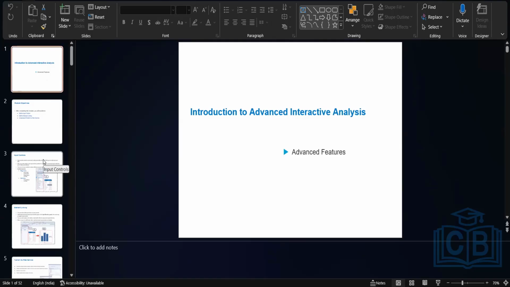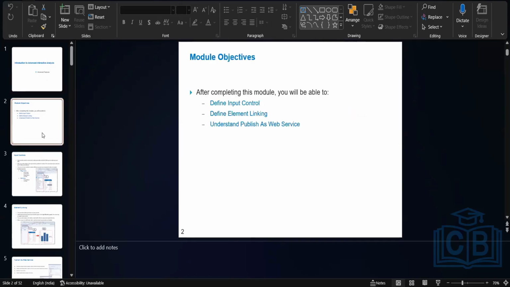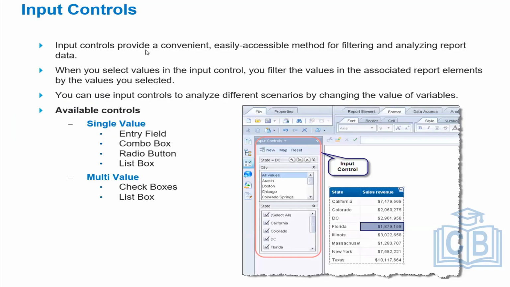Today we will go through advanced features of Web Intelligence, like input controls, element linking, and understanding publish as a web service. Input controls provide a convenient, easily accessible method for filtering and analyzing report data. Because if we just use report filters, right click and filter, the user might not be able to see whether this report has any filters or not.